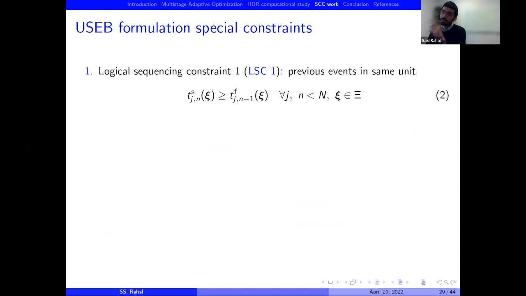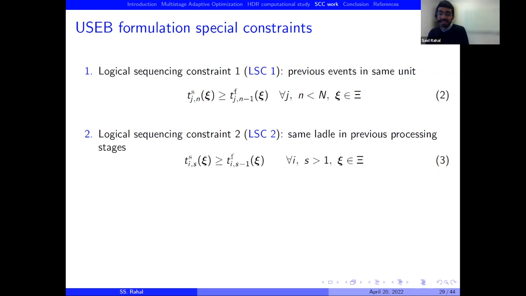So the first set of these special constraints, I call them logical sequencing constraint 1, which has to do with previous events in the same unit. So let's say event 1 has to finish before event 2 starts, as simple as that. And then the second constraint, I call it logical sequencing constraint 2, has to do with the same ladles in previous processing stages. So let's say the ladle I will not start processing in processing stage S before it finishes processing in the previous stage.